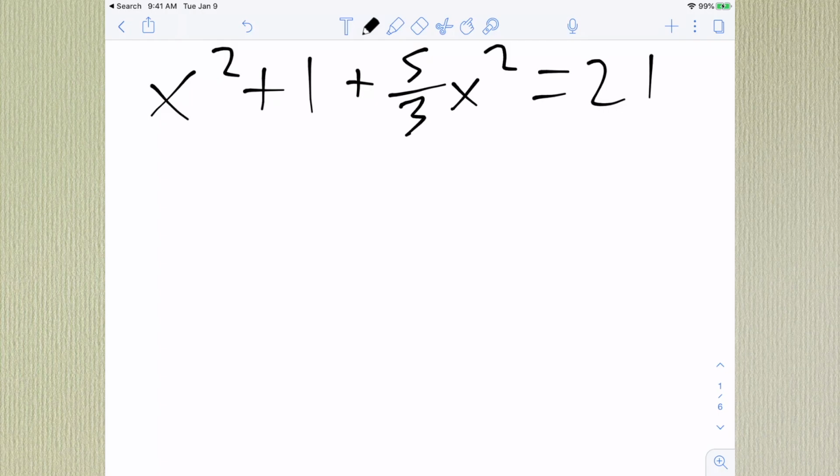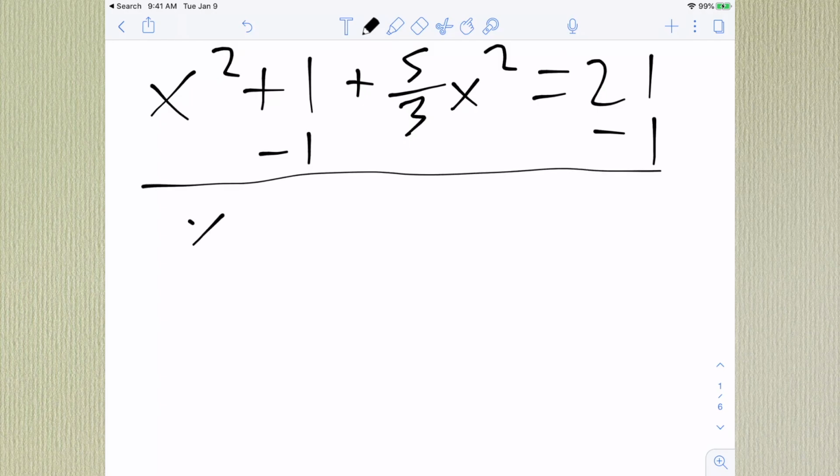So what we have to do first is think about we need to have a variable equal to a number. I'm just going to say this many, many times because it is entirely true. So let's try and get our numbers together. Let's subtract 1 on both sides to give us x squared plus 5/3 x squared equals 20.